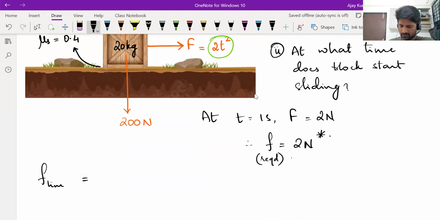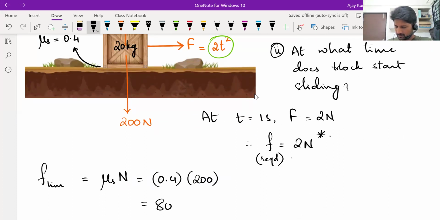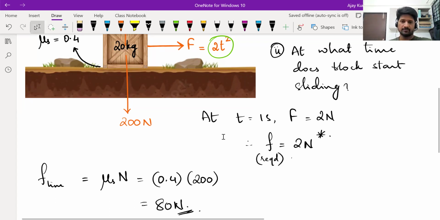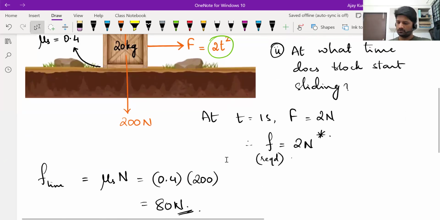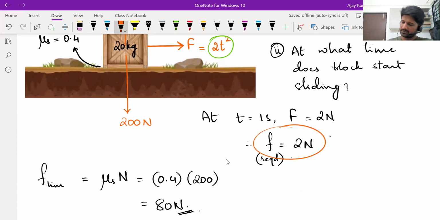Limiting friction, the formula is mu s into N, becomes 0.4 into 200, that is 80 newton. Friction can increase itself up to 80 newtons if necessary. But at 1 second, the sliding force is only 2 newtons, so friction will also be 2 newtons. We found that the required friction is 2 newtons, and now we check that this much is available. So that is what will act.